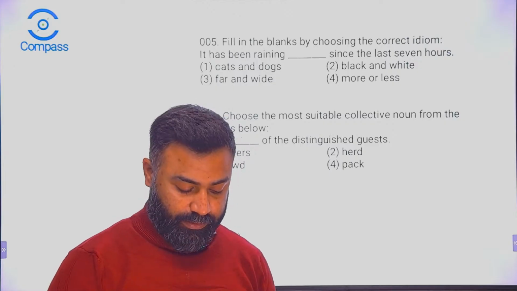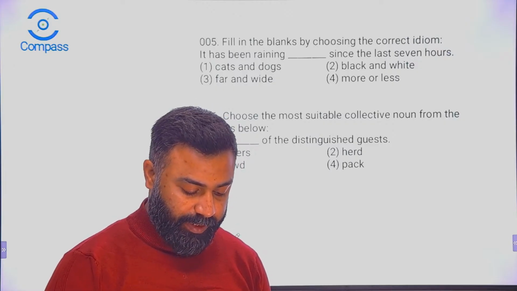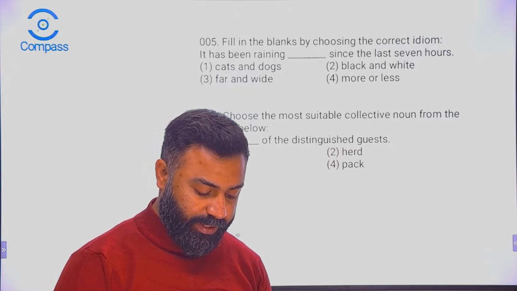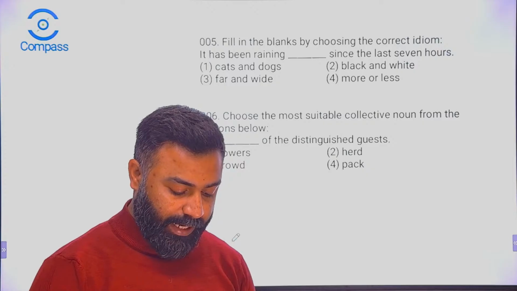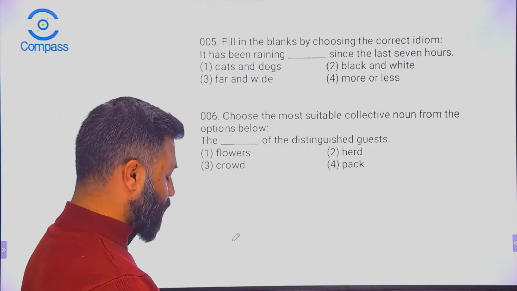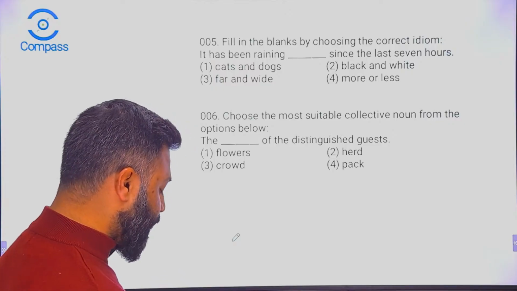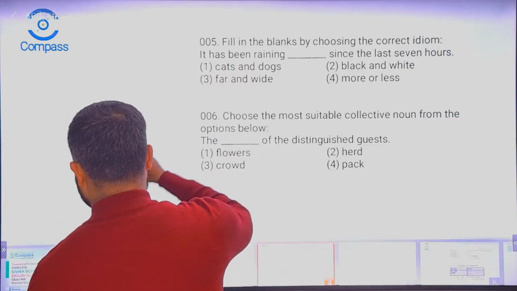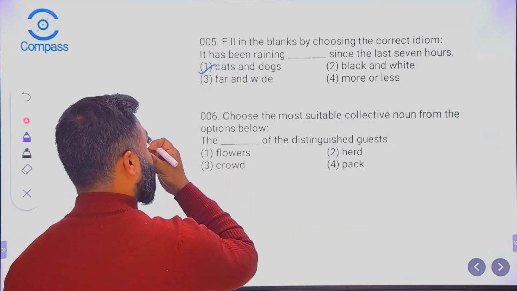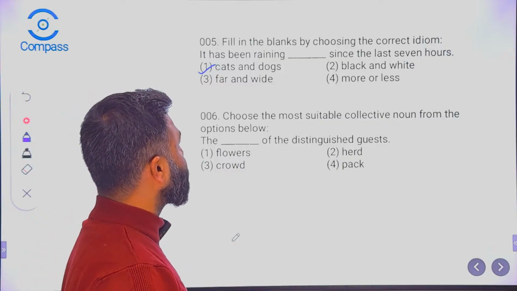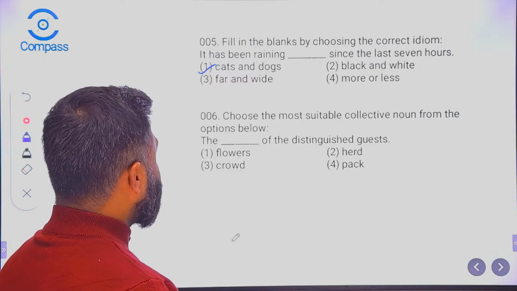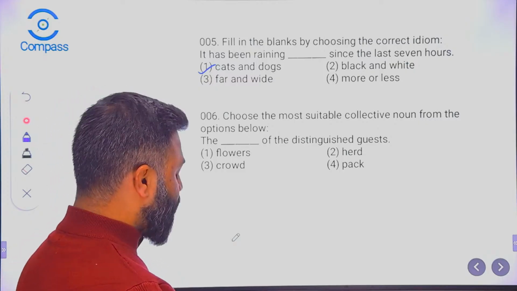I see amazing participation by children. All have started answering in the comment section. That's very nice. So will it be cats and dogs, more or less, black and white, or far and wide? Somebody has answered here, cats and dogs. So that's the right answer. Very good. Cats and dogs. It has been raining cats and dogs since the last 7 hours.